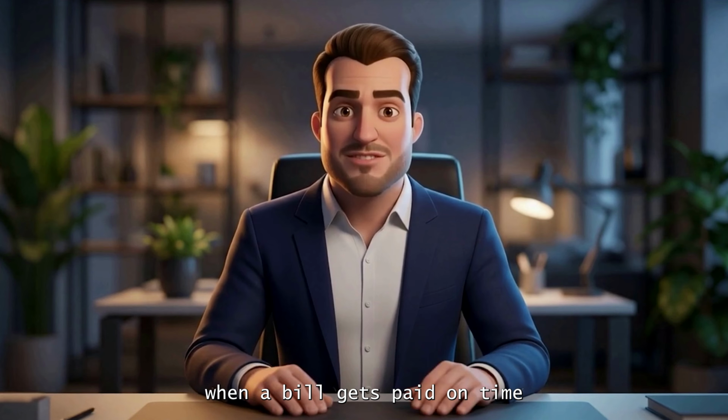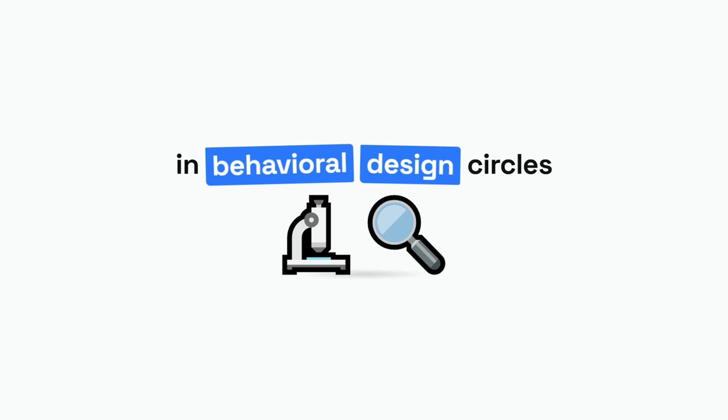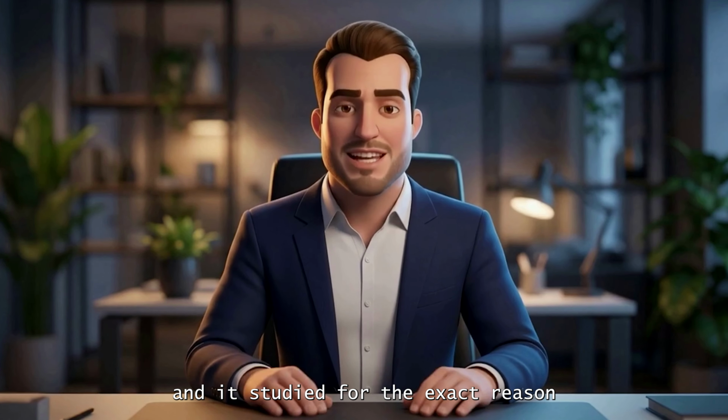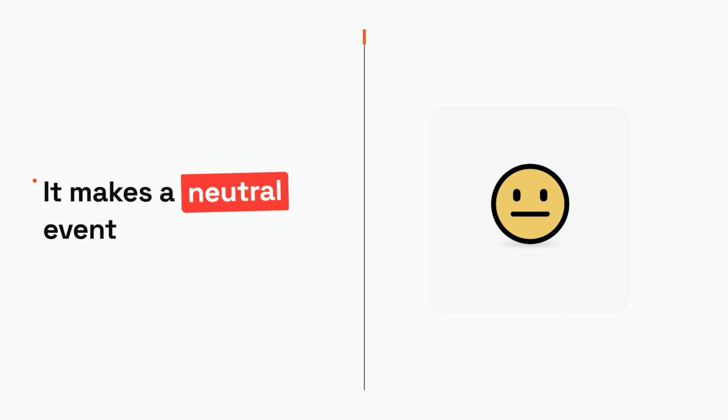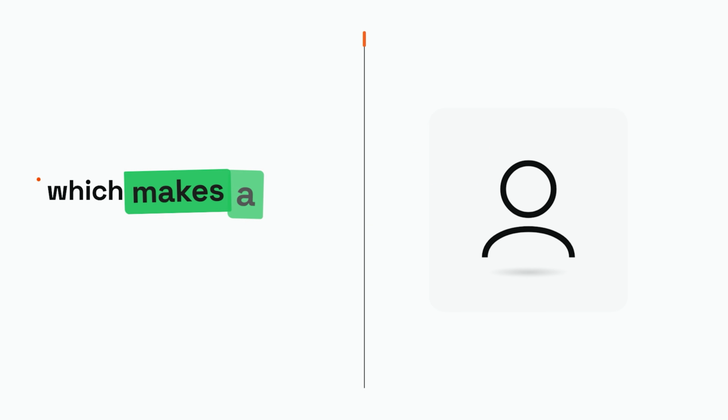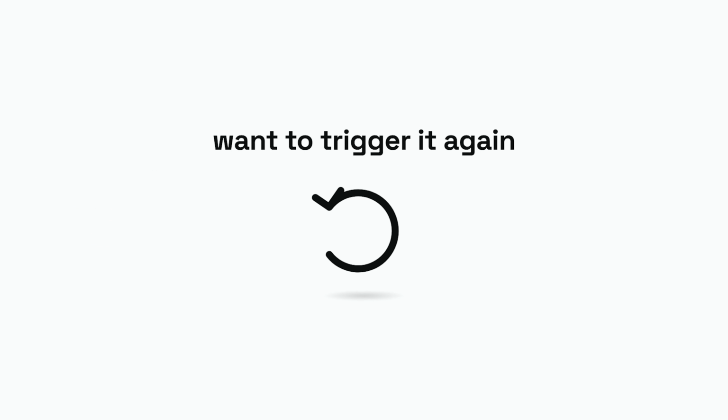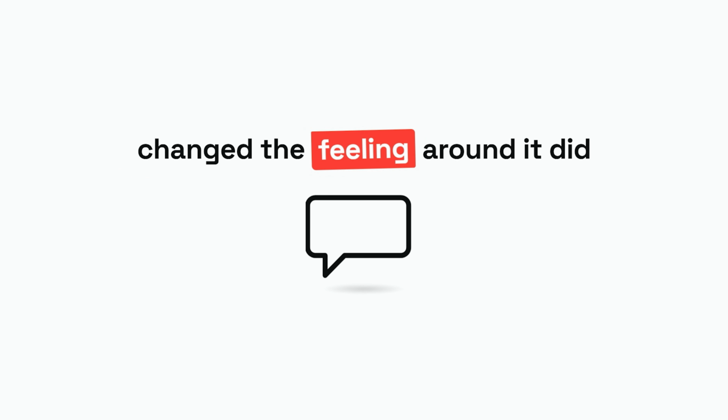This kind of feedback is called a variable reinforcement cue in behavioral design circles, and it's studied for the exact reason it shows up here. It makes a neutral event feel like a reward, which makes a person want to trigger it again. Nothing about the money changed. The feeling around it did.